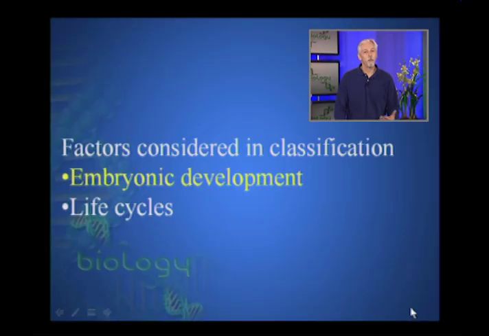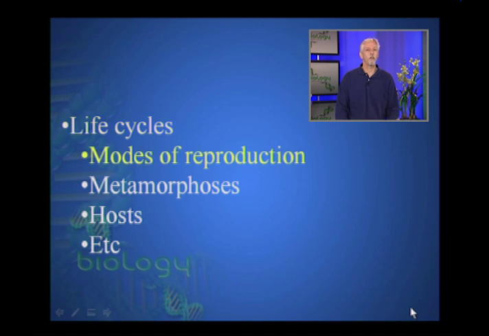Okay, now still other factors we would consider in classification, embryonic development. Again, we talked a little bit about this when we discussed evolution. So we would look at similarities in embryonic development to suggest a common ancestry or relationships. And then also life cycles. Life cycles are a little more encompassing than just embryonic development. The life cycles would include such things as modes of reproduction. It would include embryonic development, and it would also include metamorphoses or changes in anatomy that occur over development. Also, if it was a parasitic type of organism, it would include what hosts are being exploited.